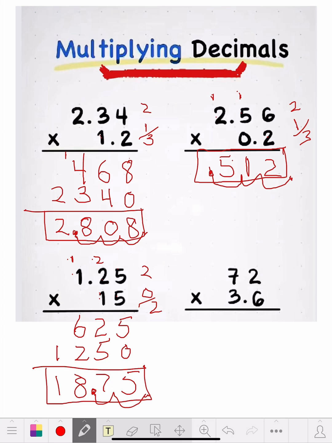We got 72 times 3.6, okay? 3.6. So, let's go 6 times 2 is 12. Carry a 1. 6 times 7 is 42, plus the 1 is 43. 43. Now, we're moving to the tens column, so we put that in the units, okay?